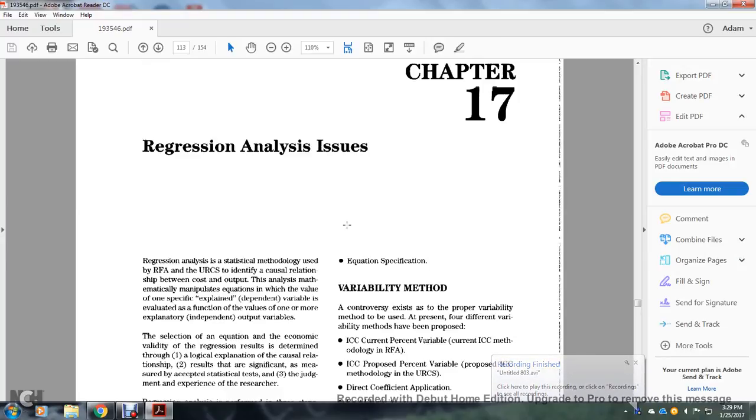Or the regression analysis issue. Regression analysis is a statistical method used with Rail Form A and the Uniform Railway Costing System to identify the causal relationship between cost and output.